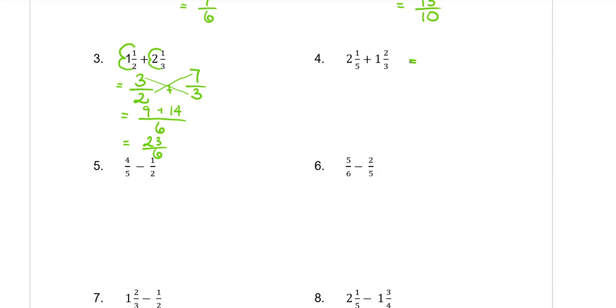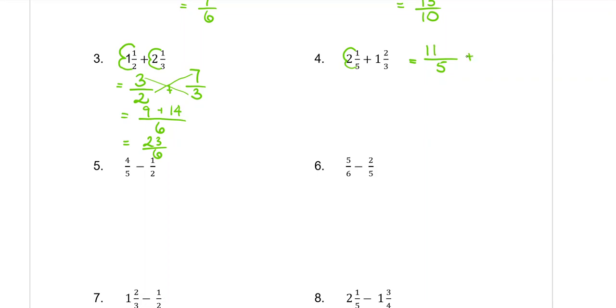First line is to change them into improper fractions. The 5 on the bottom will stay on the bottom. Multiply 5 times 2, which is 10, plus the 1 on the top makes 11.